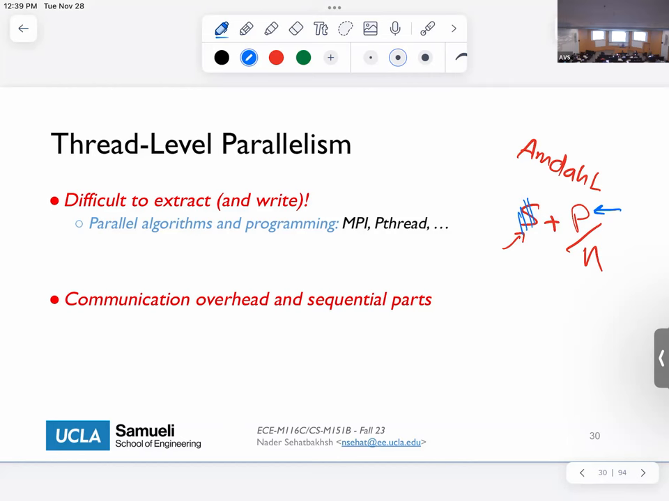Another thing we need to be worried about is the communication overhead and the sequential part. Every time I need to send something from one core to another core, I need to be careful. Every sequential part needs to be handled and so on. But the bottom line is that there are many, many algorithms that can be written in a parallel format and can benefit from multi-core systems.